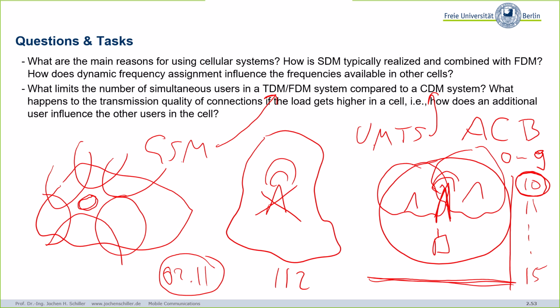Okay, so more questions on wireless access?